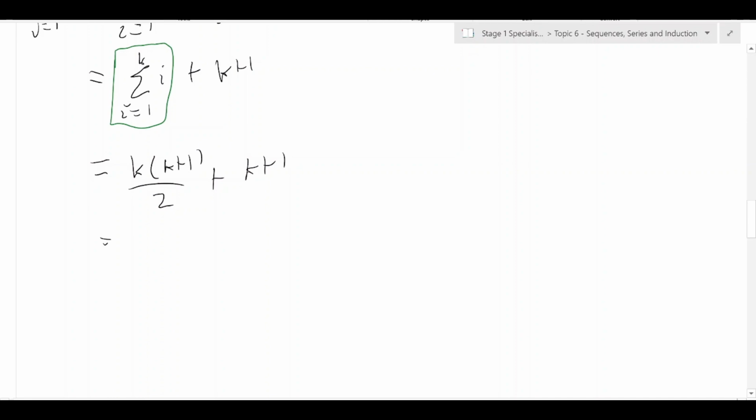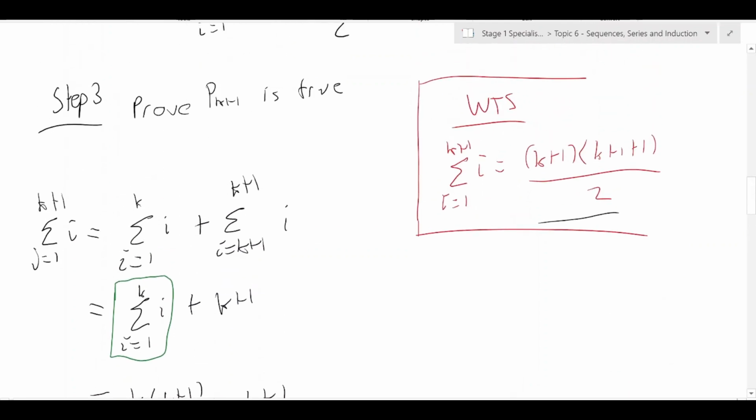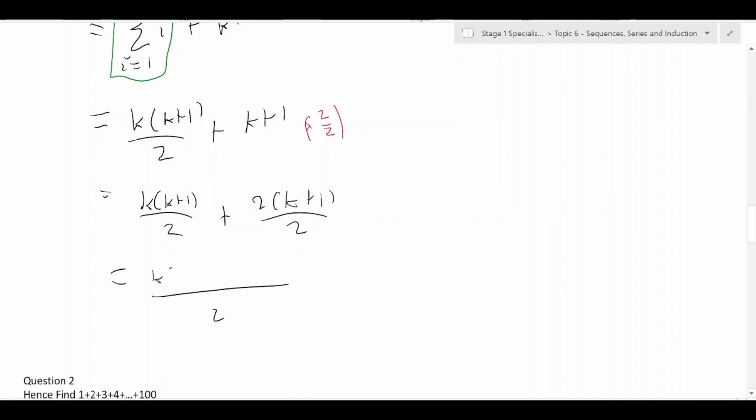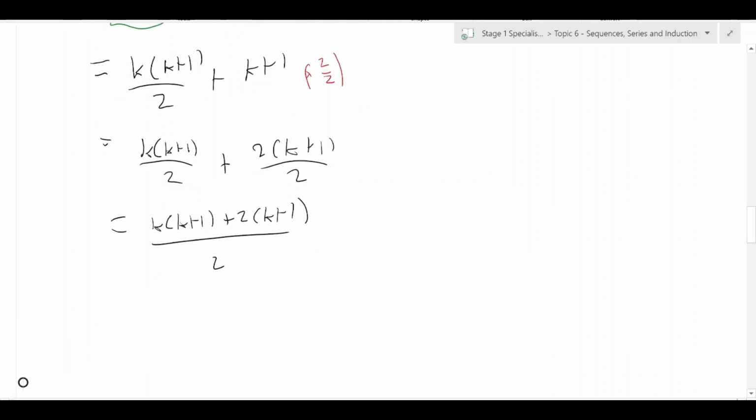So probably the easiest way is we shouldn't expand the top because it looks like the top's factorized in what we want to show. So maybe if we cross multiply, I can take this thing here and times it by 2 over 2. So I get k(k plus 1) over 2 plus 2(k plus 1) over 2. And the reason we do that is now we can write everything over 2. Then we could look for common factors here. Common factor here is k plus 1.